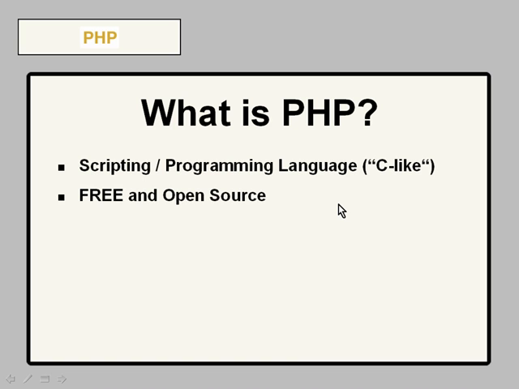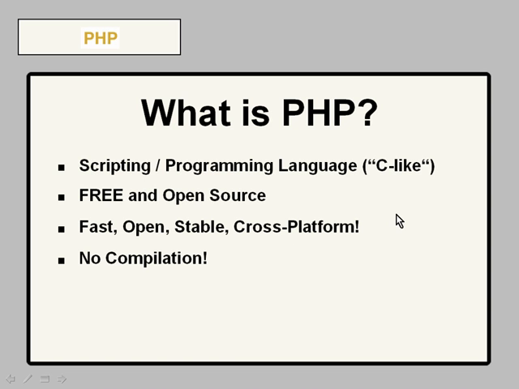Open source means that the source code for a particular project is freely available to the public to use and modify, whereas a proprietary system like Microsoft Word is closed source. You can't see the source code unless a particular company wants you to see it. PHP is fast, open, and stable, but importantly here, it's cross-platform. You can use a Linux production server, a Windows development server, a Mac testing server, whatever you like, and you're going to be able to use PHP the same across the platforms. It's extremely cross-platform.